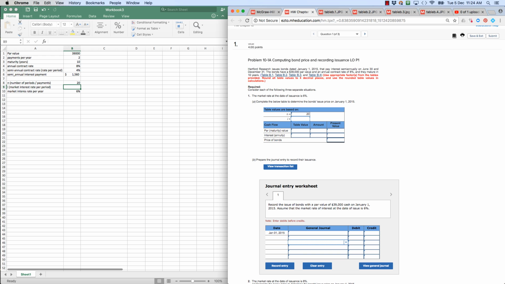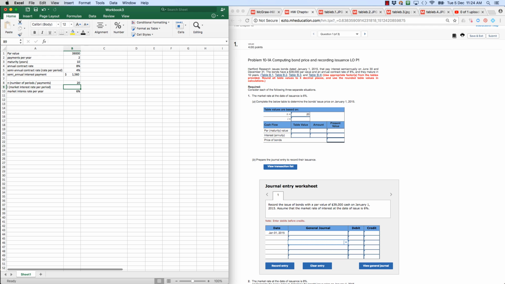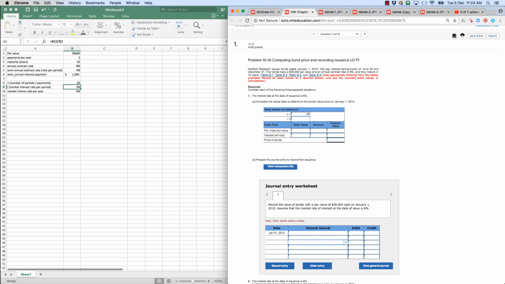And I is the market interest rate per period, which is going to be equal to our 6% per year, but we've got 2 periods per year. So we have a market interest rate per period, or an I, of 3%. So let's take a look at the rest of our table.